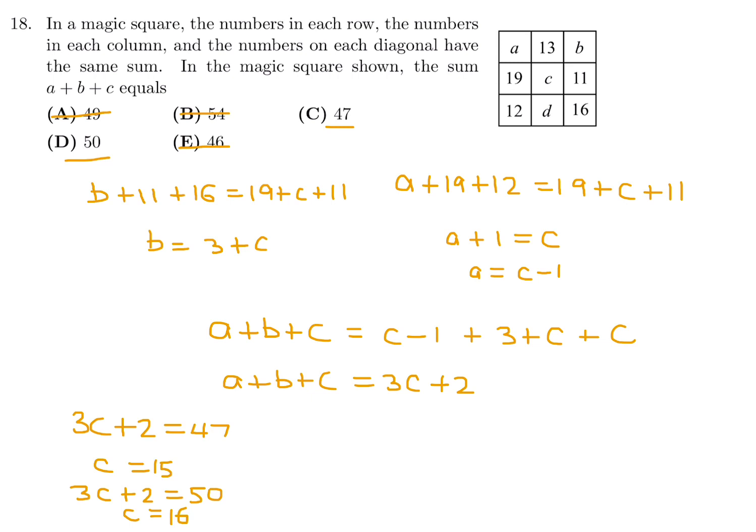A, B, and C. And let's do it first for 47 and then for 50. Well, C we just figured out was 15 here and 16 here. Since A is C minus 1, this is going to be 14 and this will be 15. And since B is 3 plus C, this will be 18 and this will be 19.